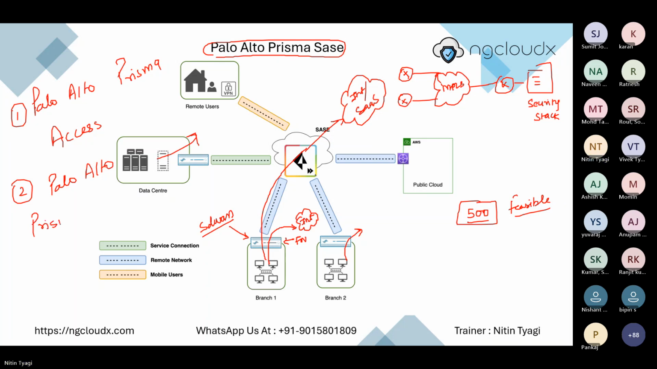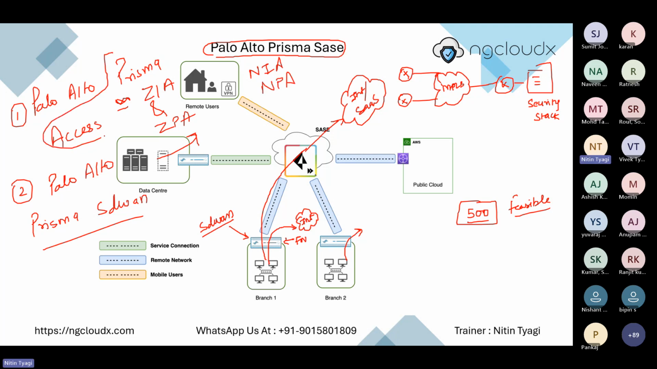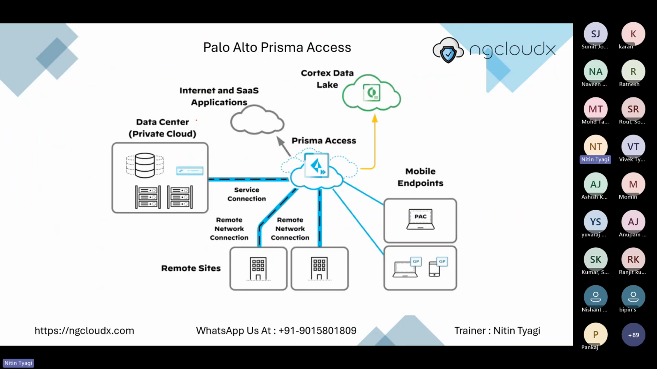Prisma SD-WAN, right? So this is similar to ZIA and ZPA of Zscaler and similar to Netskope Internet Access and Netskope Private Access. This one service, Prisma Access, takes care of your internet traffic as well as your private traffic, right?